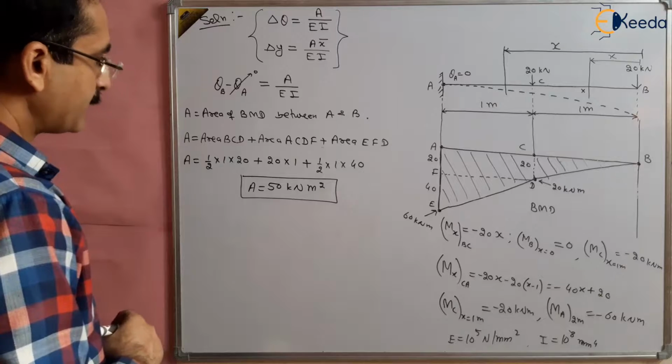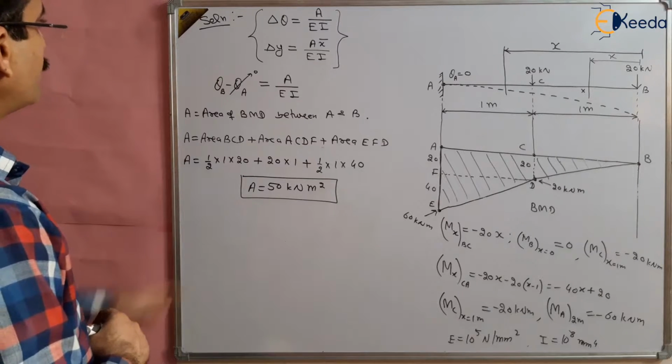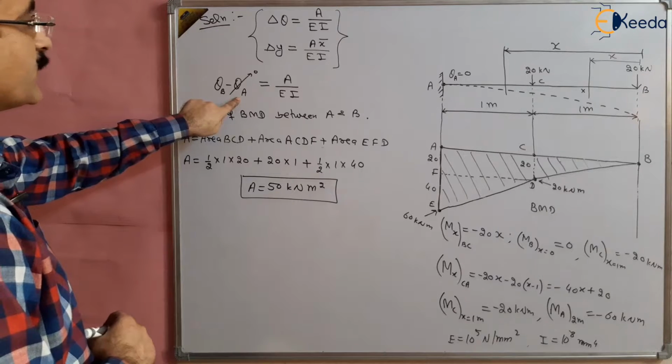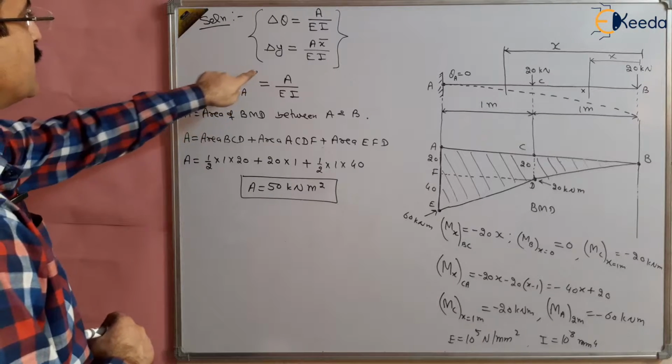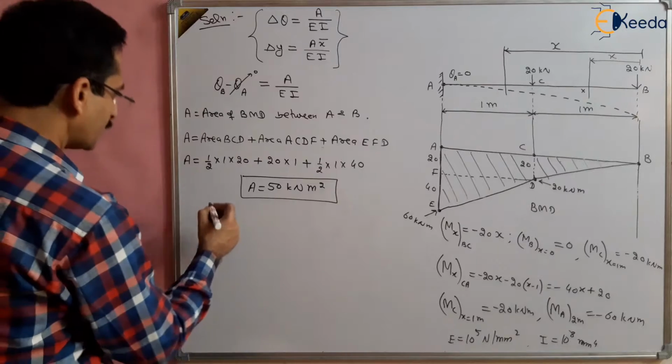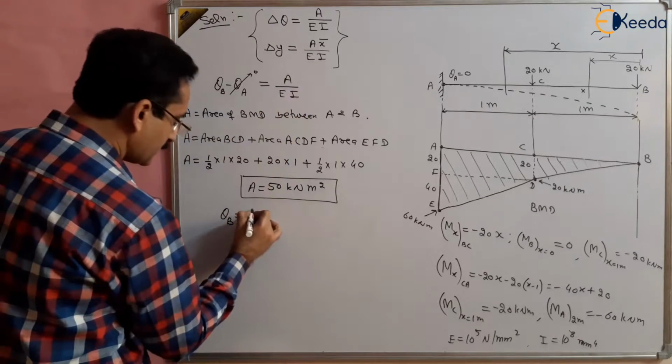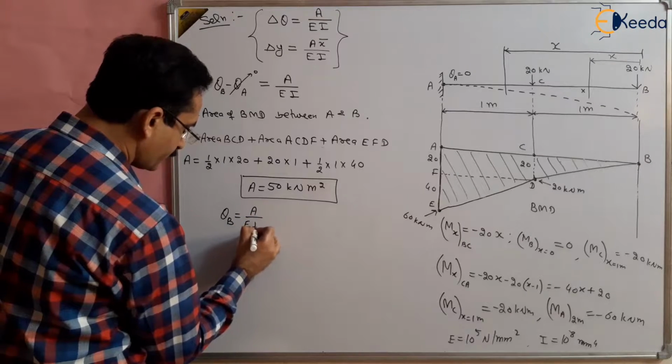This is the area, right? Now we have to find out the slope at point B, where point A is chosen as the reference point, where theta A is 0. So theta B will be equal to the area upon EI.